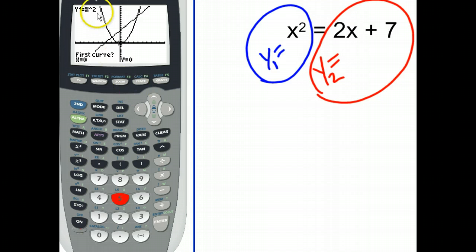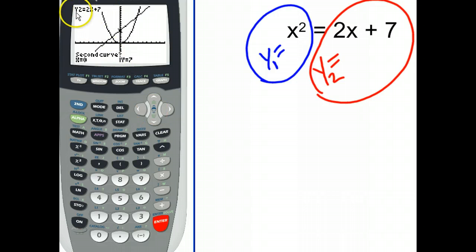And up in the upper left-hand corner of the screen, it says y equals x squared. And yes, indeed, that is the first curve I want to intersect. Here's where students waste time pressing the arrow buttons. Don't bother. As long as I've got the right curve selected, just hit enter right away.